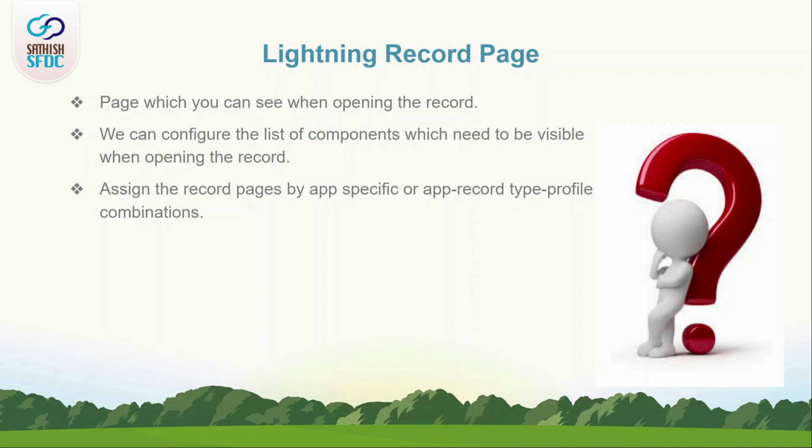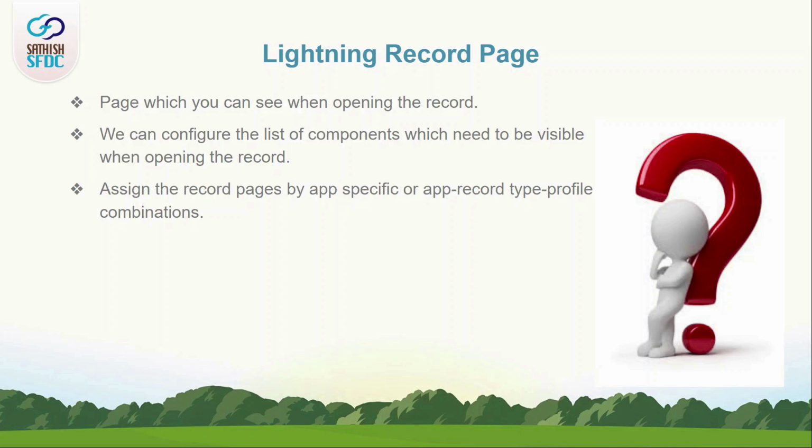Like the home page, we can configure the list of components which need to be visible when opening the record. From the page layout, we can control the field position and visibility. But that is not enough to show that detail in the record page, because those fields are visible only when the details component is added in the record page.